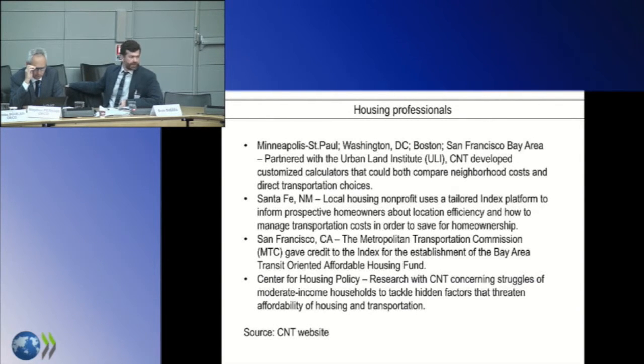It's also used quite frequently by housing professionals, essentially to determine where to locate affordable housing. I'll talk about it in the section on policy, but just a few examples. In San Francisco, the MTC used the index to establish its transit-oriented development housing fund. So they want to encourage affordable housing around transit. They want to encourage more housing in areas where households' commuter expenses are going to be lower.